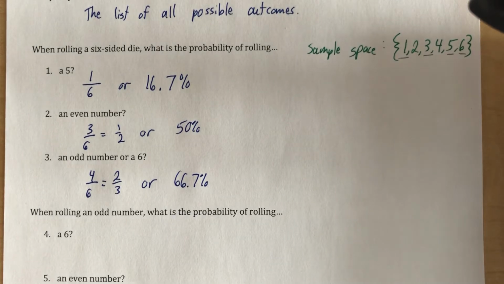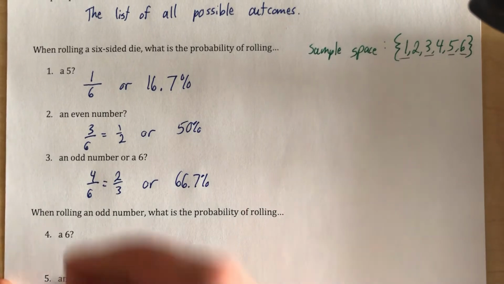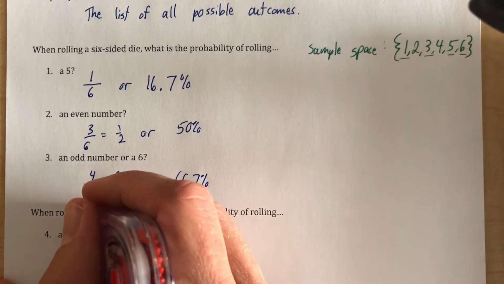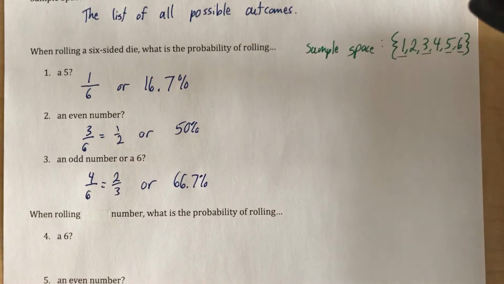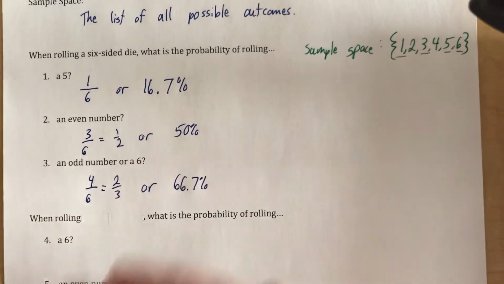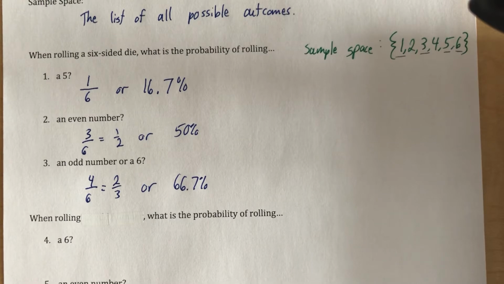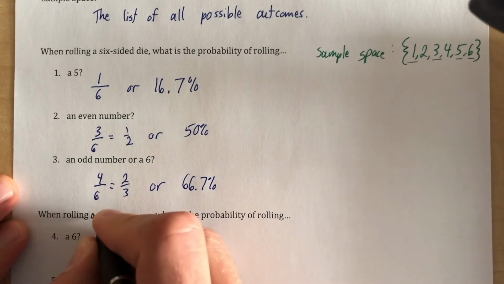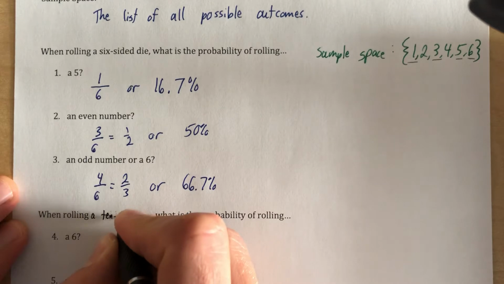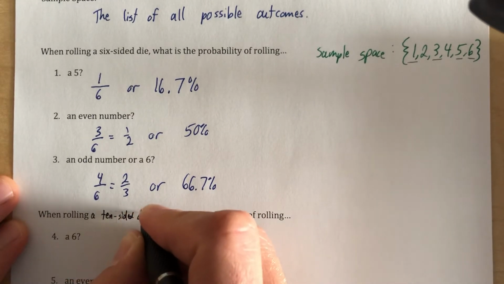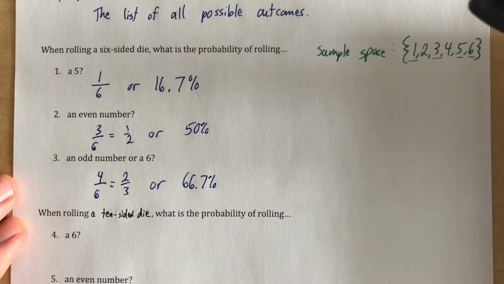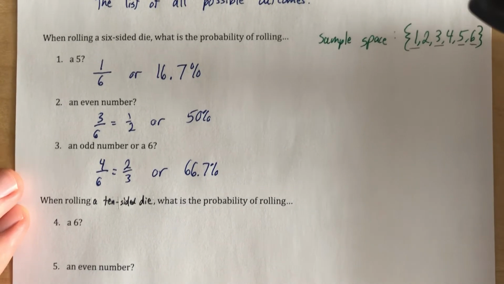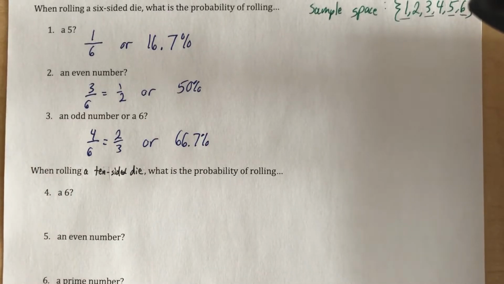We are going to go to the next one. I need to make a correction on the notes. When rolling an odd number, I didn't mean to say that. When I typed it, I typed what was going through my head and it wasn't right. When rolling a 10-sided die, what's the probability of rolling a 6, an even number, a prime number, all that stuff. So now the sample space is really going to come in handy.